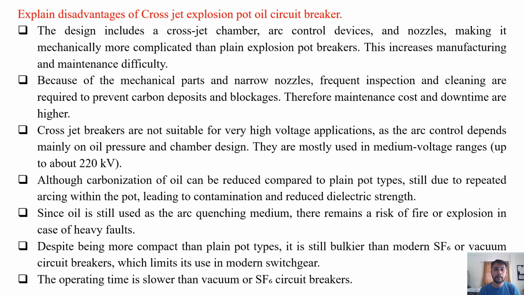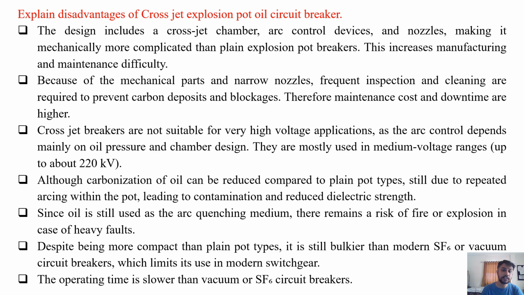Now, because of the mechanical parts and narrow type of nozzles, frequent inspections and cleaning are required to prevent carbon deposits and blockages. Therefore, maintenance cost and downtime are higher. Cross-jet breakers are not suitable for very high voltage applications as the arc control depends mainly on oil pressure and chamber design. They are mostly used in medium voltage transmission lines, with voltages ranging up to 220 kilovolts.